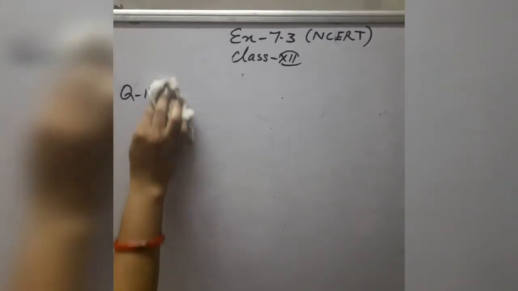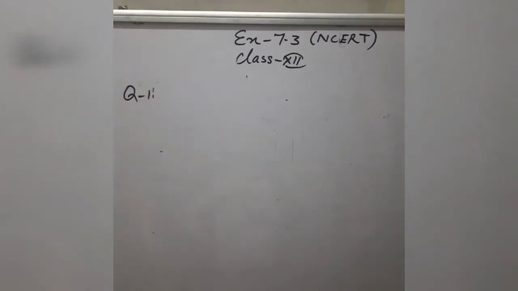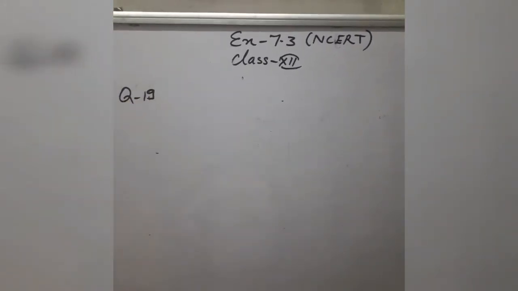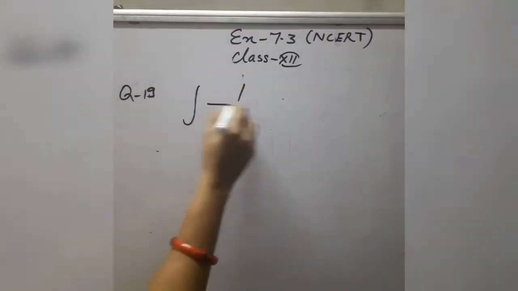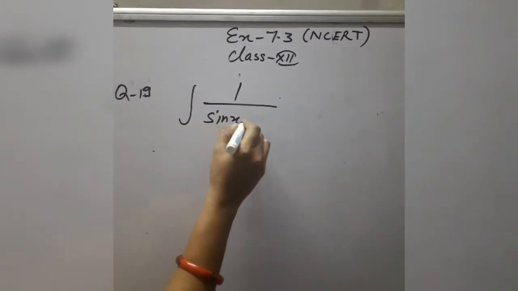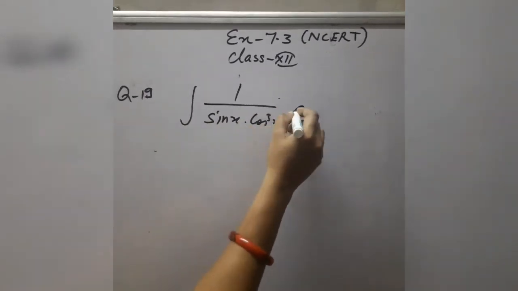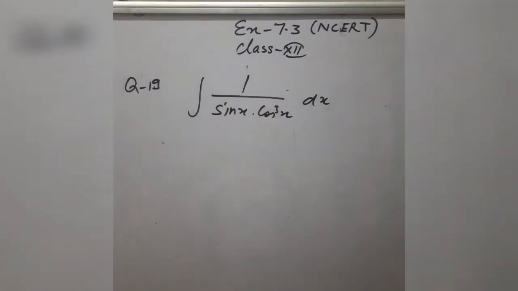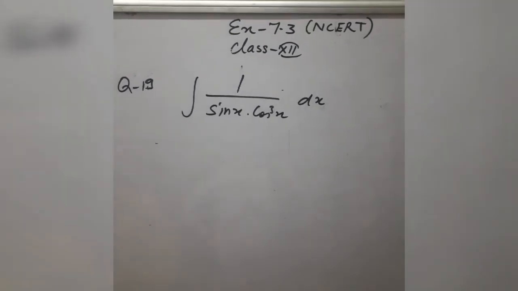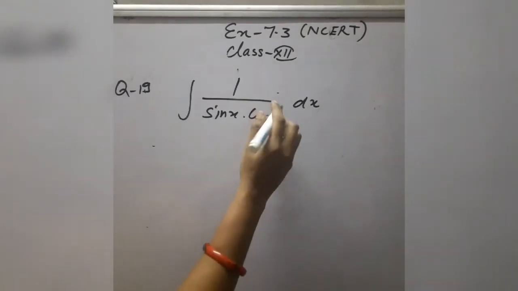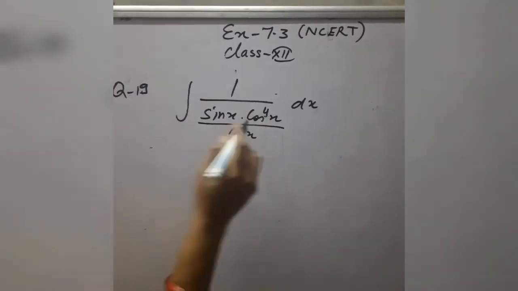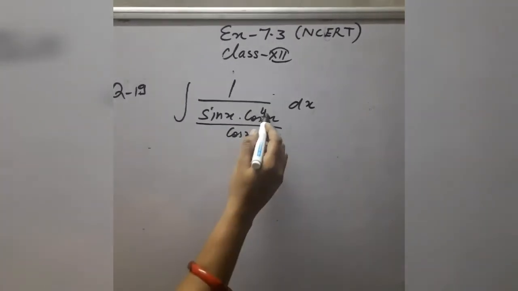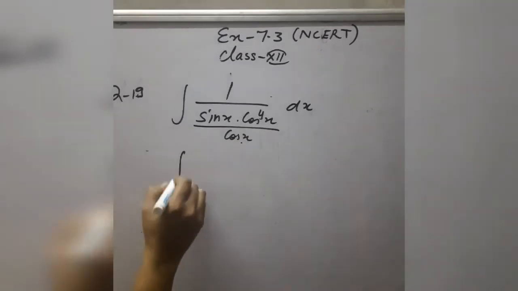Now see question number 19. In question number 19, statement is find the integration of 1 by sin x into cos cube x. In this sum we will multiply and divide it by cos. Multiply and divide by cos to denominator. It becomes cos power 4, and in the divide cos here.